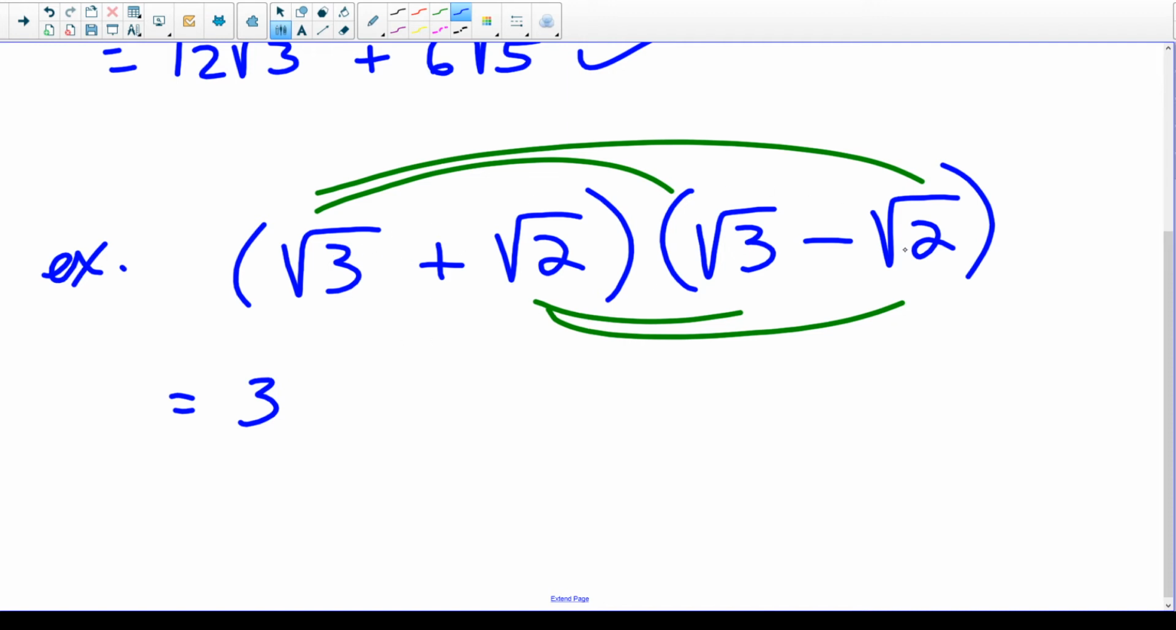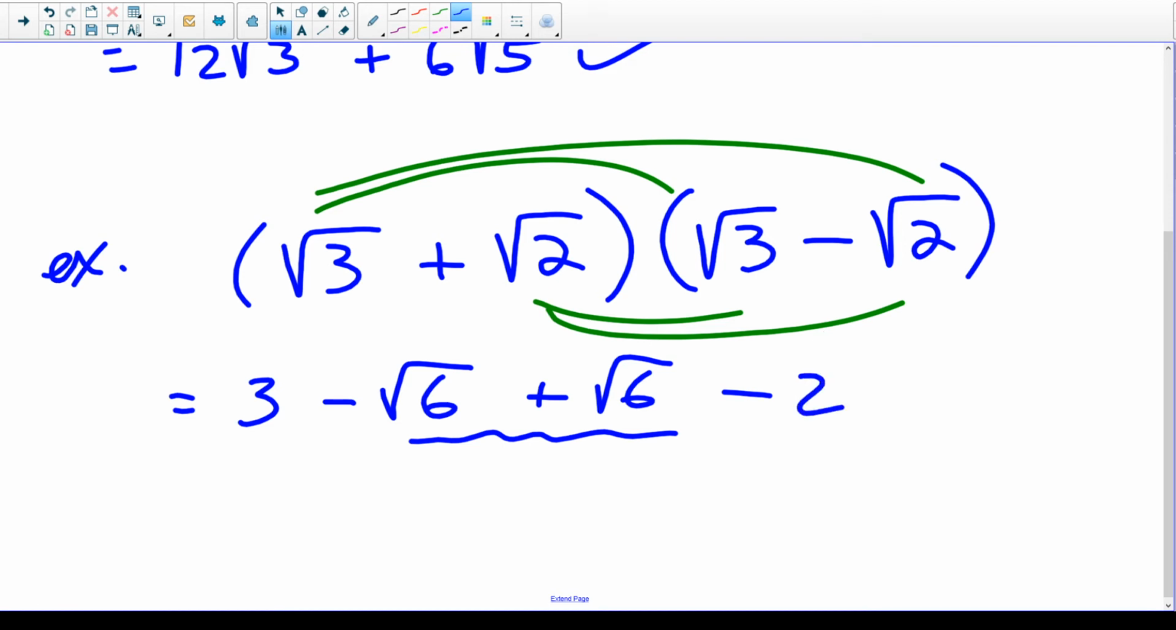Root 3 times negative root 2 is going to be negative root 6. Root 2 times root 3 is going to be positive root 6. And look at the interesting thing that's going to happen here. And then root 2 times negative root 2 is a minus, right? And then it's a root 2 times a root 2, which is just 2. It's root 4, which gives 2. Now, what happens to those two middle terms? Well, those two middle terms become 0. All that we're then left with is 3 minus 2, in this case, giving us 1.